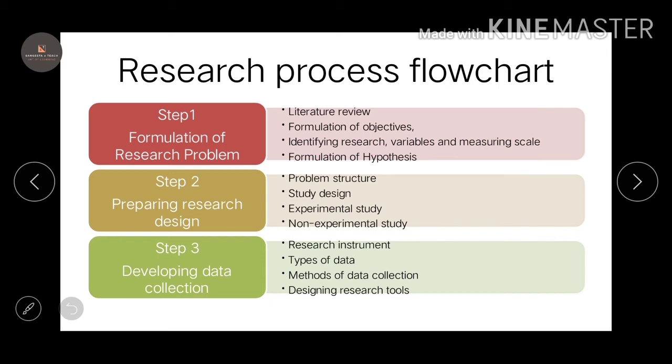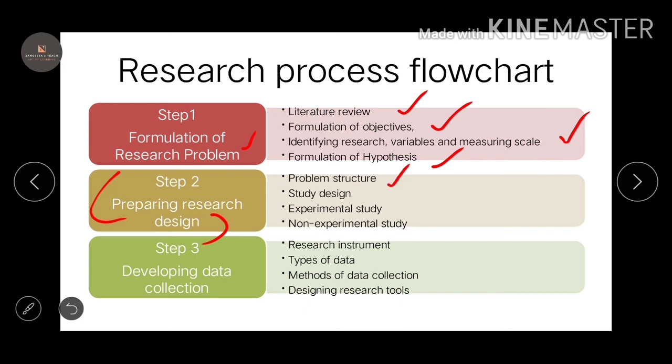The simple thing, the standard form we understood, and let us see in detail this formulation of the research problem. In the first step, I said you do a literature review. That is, you review what the different scholars did on the same topic. So you try to understand the background of the topic. So you formulate your own objectives, after understanding what you want to find out from this research. You identify what are the variables and measuring scales that you are using in that particular research, and you formulate your hypothesis.